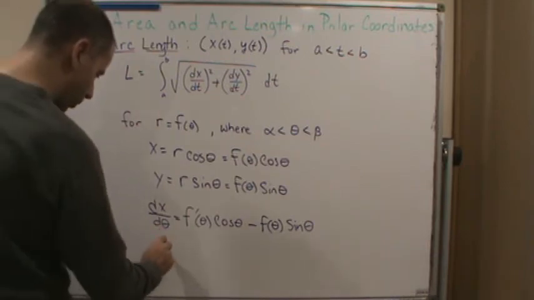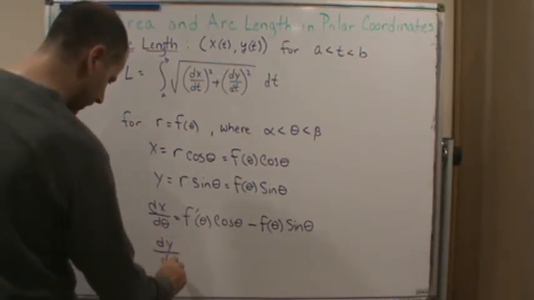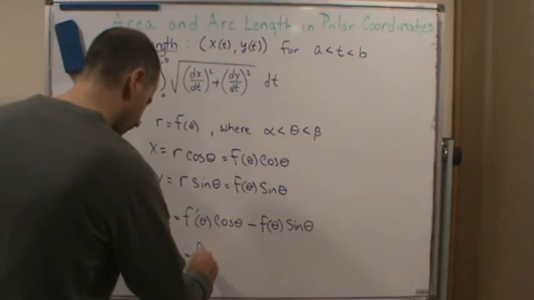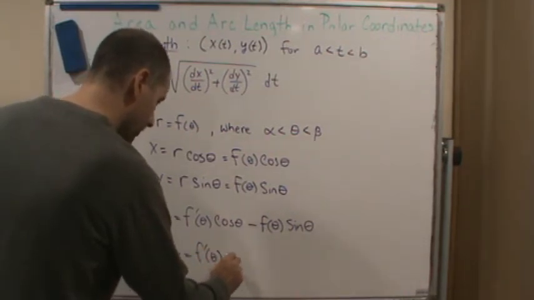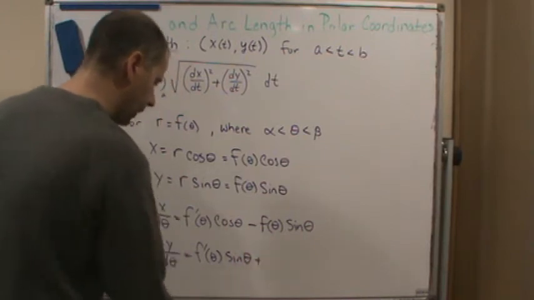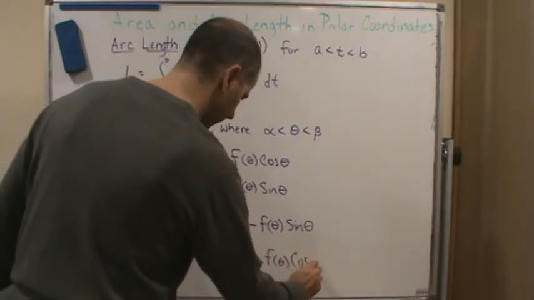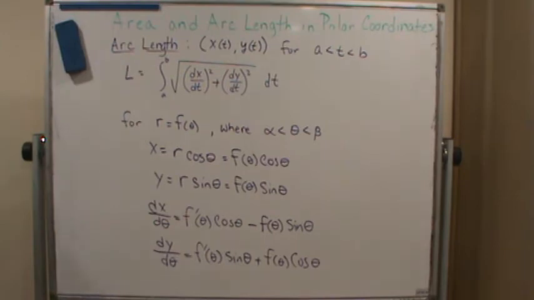So now let's do the same thing for dy d theta, and here we're also going to use the product rule. Again, we get f prime of theta times sine theta plus f of theta cosine theta. And that's what we're going to use in our formula. Now we're going to replace dt by d theta, and the lower and upper limits of integration are going to be alpha and beta, respectively. So then the arc length function becomes this.